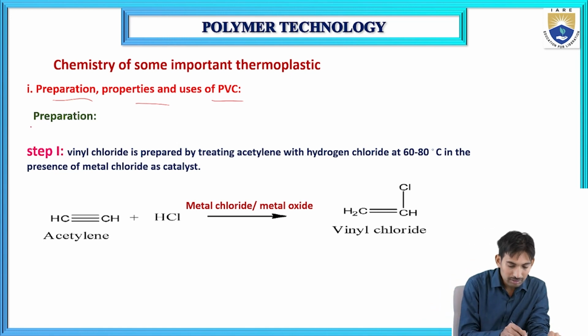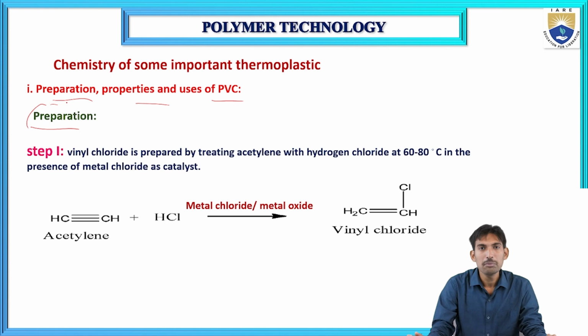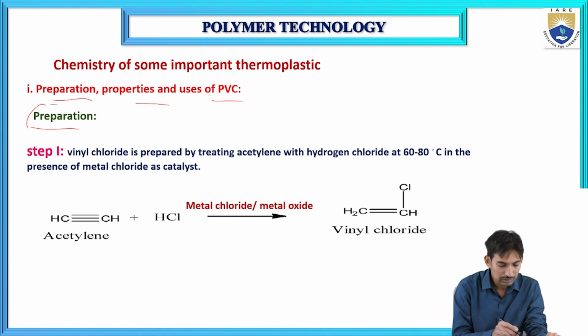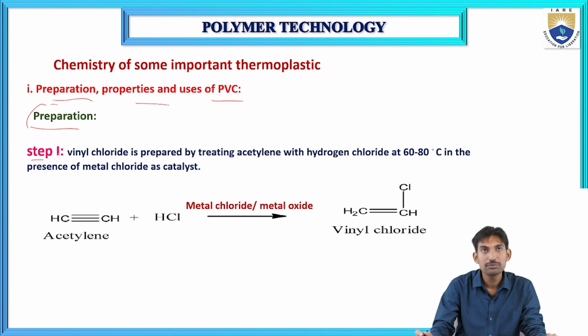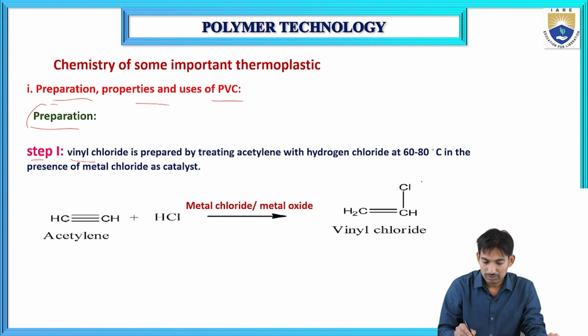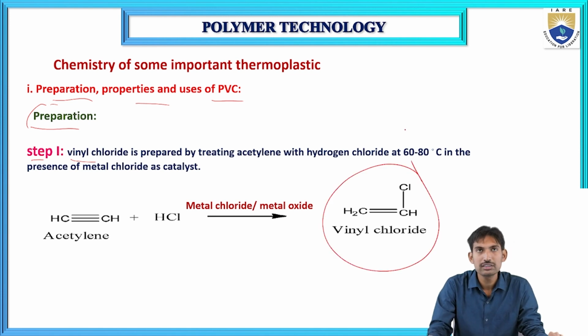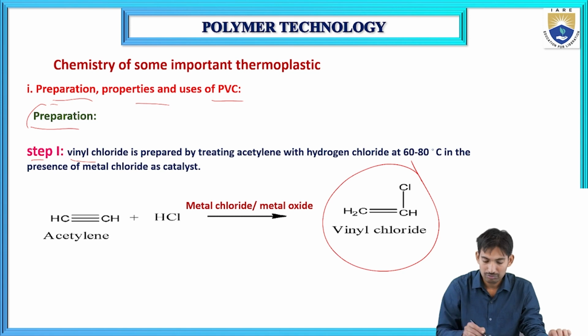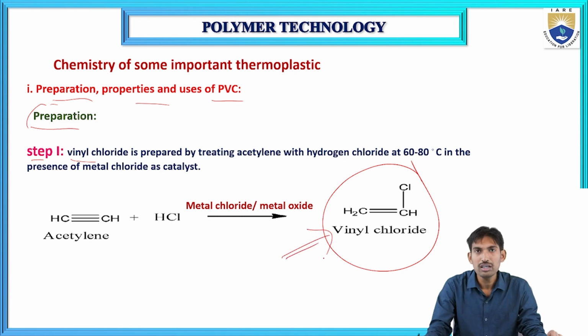How can we prepare polyvinyl chloride? Step 1: vinyl chloride is prepared by treating acetylene with hydrogen chloride. Vinyl chloride is the monomer for the synthesis of polyvinyl chloride. First we have to prepare vinyl chloride, and from vinyl chloride we synthesize polyvinyl chloride.